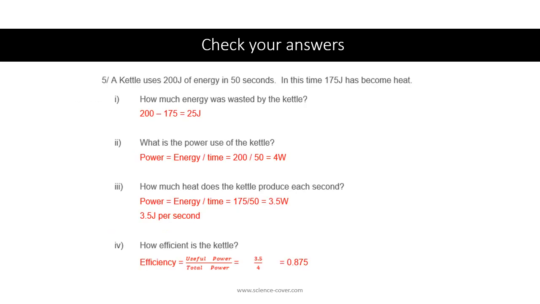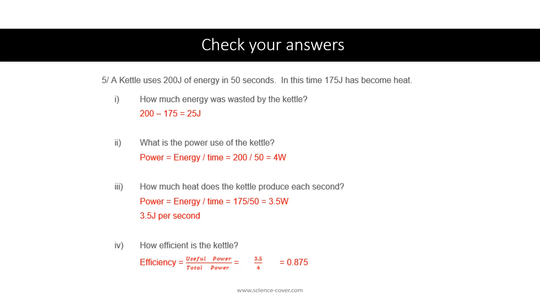For question 5, a kettle uses 200 joules of energy in 50 seconds. In this time, 175 joules has become heat. How much energy was wasted by the kettle? Well, the useful energy from the kettle is the heat, and we know that 175 joules of our 200 has become heat, so it must mean that 25 joules gets wasted.